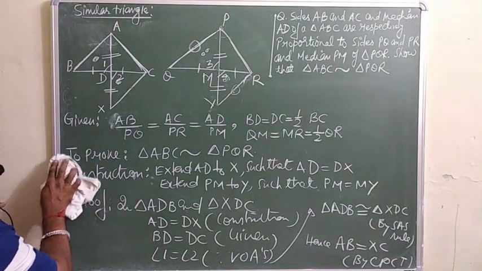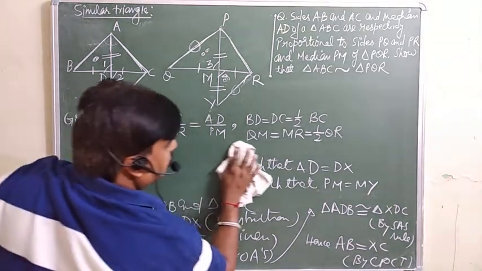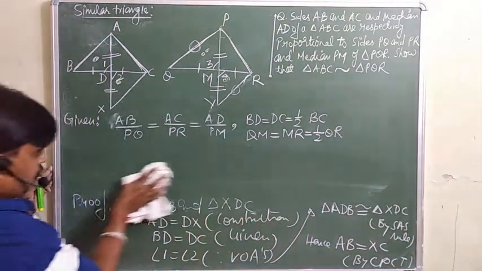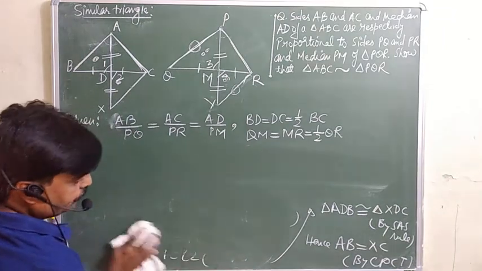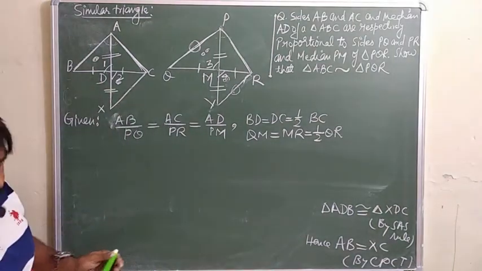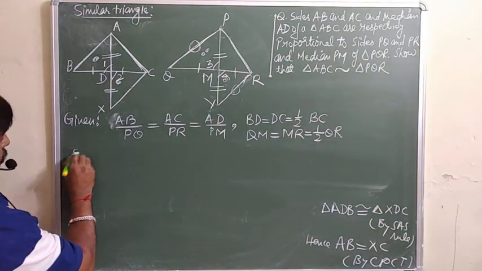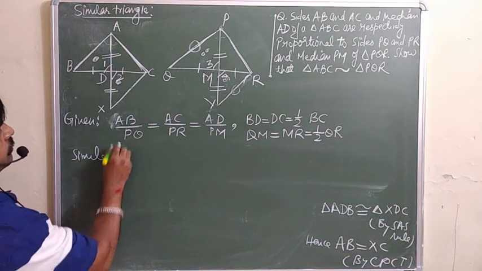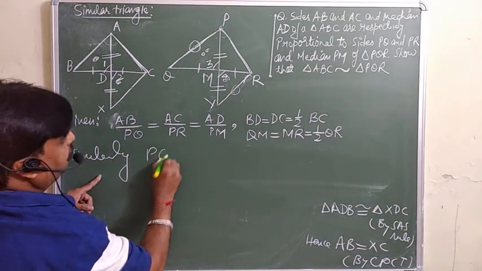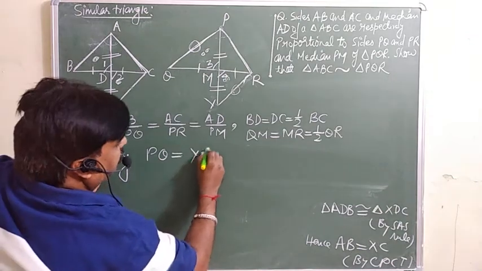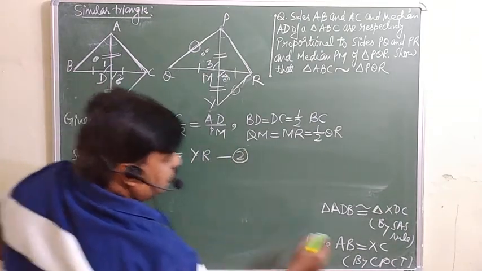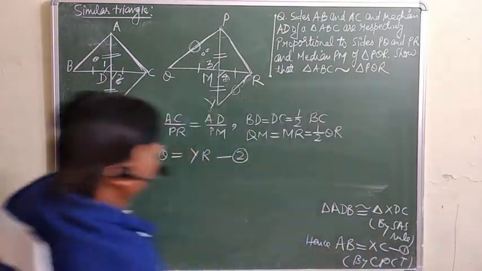Similarly, I am going to write here only. So look at here, I am going to draw from here the things which we require. Similarly, you can prove PQ is equal to YR. This is your 2. You can give the numbers like this, 1 and 2.